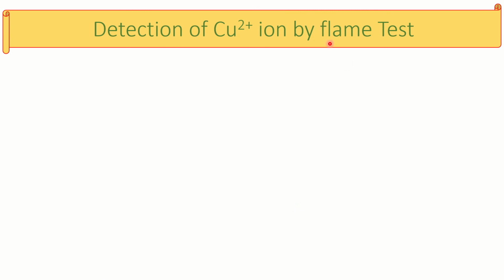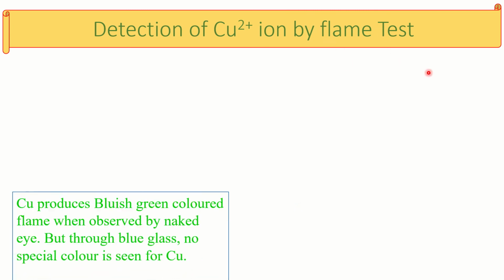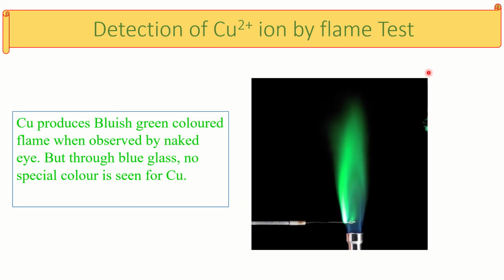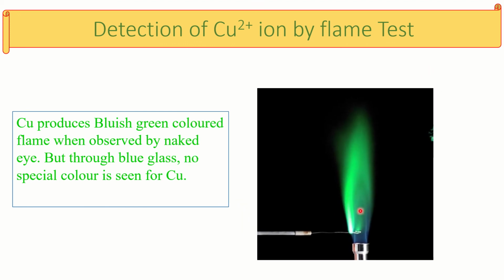Detection of copper ion by flame test. Copper produces bluish green colored flame when observed by naked eye, but through blue glass no special color is seen for copper. This is the flame of copper. Copper produces bluish green colored flame, and when the flame is seen through blue glass, then no color changes occurred.